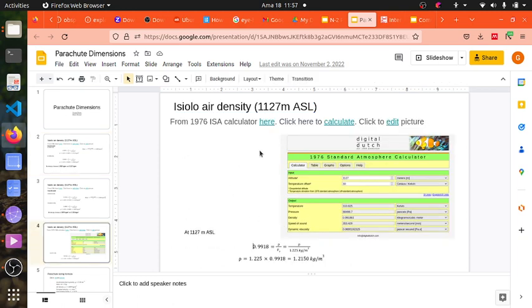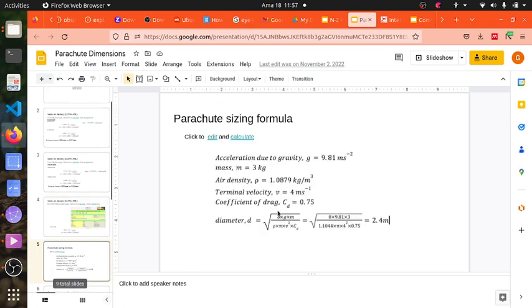Another chart you can have a look at. This is an online calculator which you can also use. So like this one gave us 1.250 as our air density. And then there is this formula that is used to calculate the dimensions of the parachute to use. As you can see, the air density goes here, the coefficient of drag. They have several videos explaining how to size using this formula. You can have a look at them online.